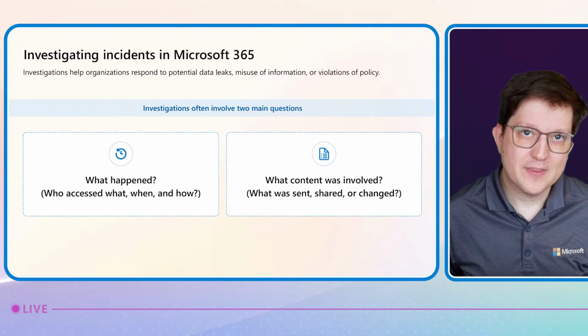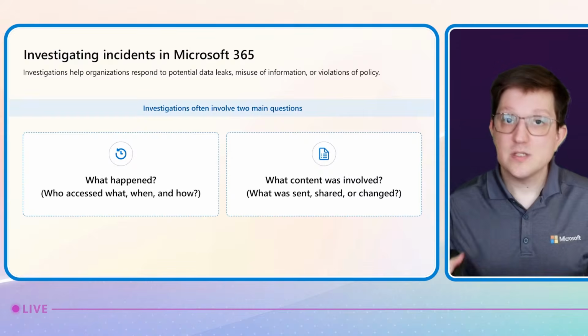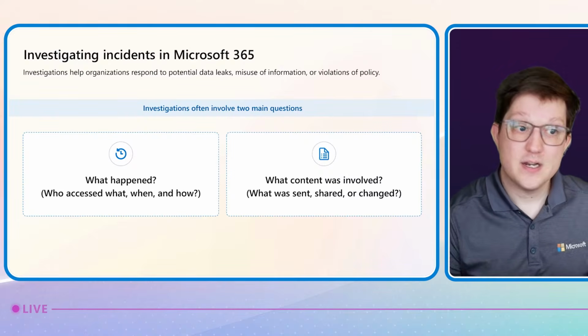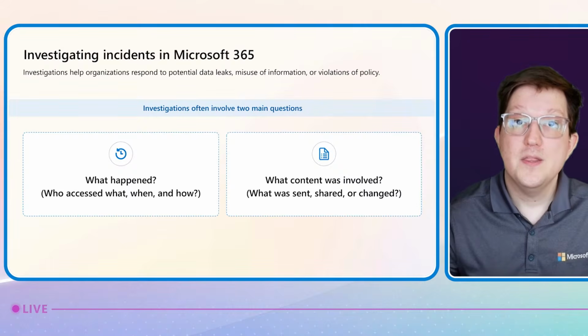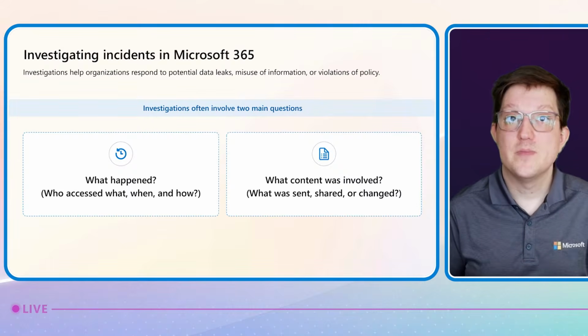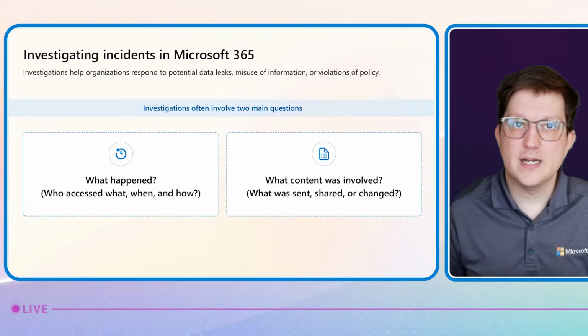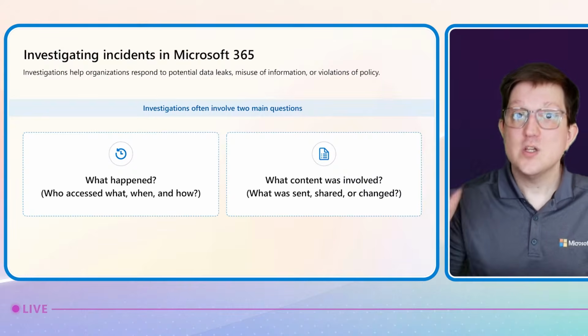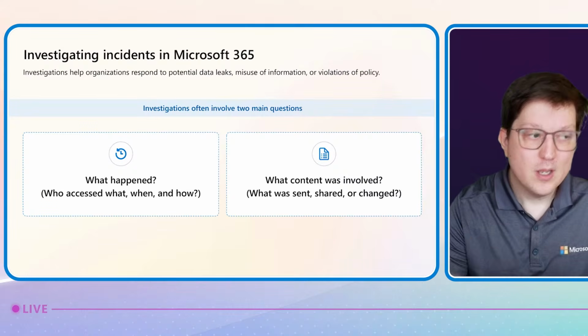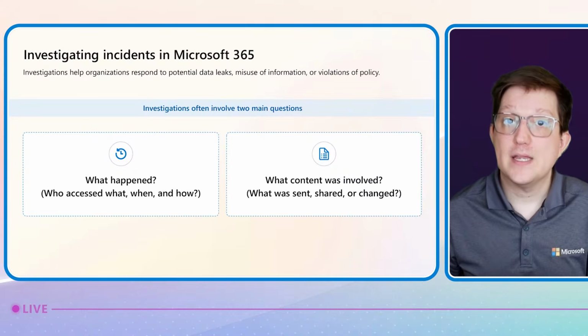Okay, let's put it all together. Once we have identified a potential insider threat or a misuse of information or something that is a violation of policy, the investigation begins. There are 2 questions that we are being asked. What happened? Who, what, when, why, how? And what was involved? We can term these in a few different ways.